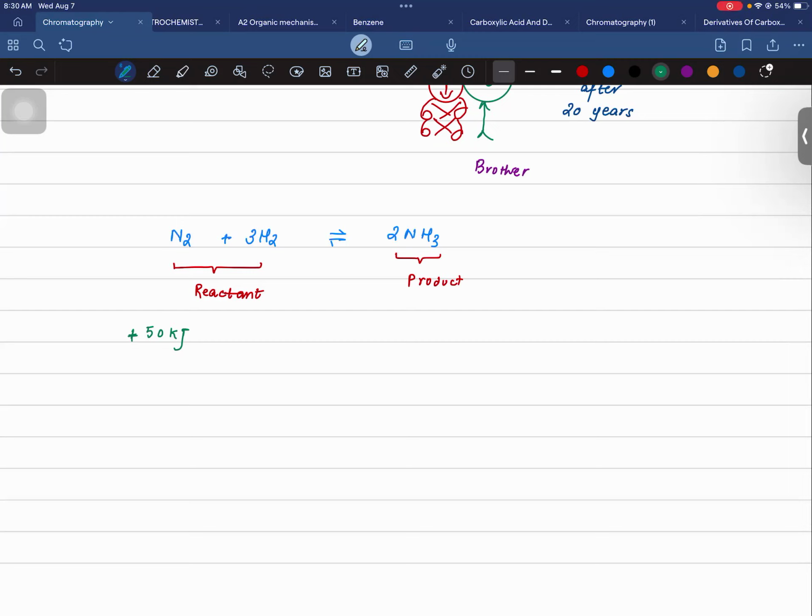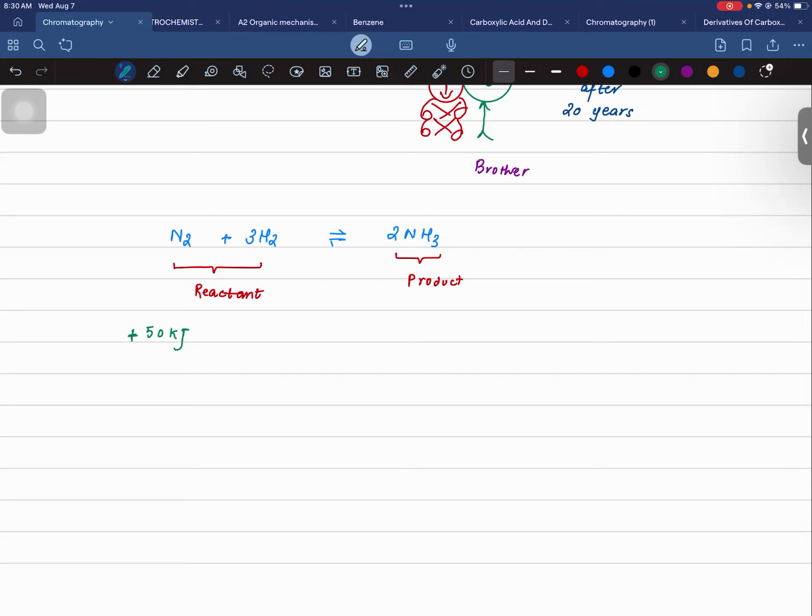Energy is being absorbed. Exactly. Energy is absorbed. That's why I'm going to represent it with a positive sign, because it's endothermic. Exactly, this is endothermic. Why? Because I'm going to break the bonds. This is the reactant side. Always we need to break the bonds of the reactants, and always we need to form the bonds on the product side.